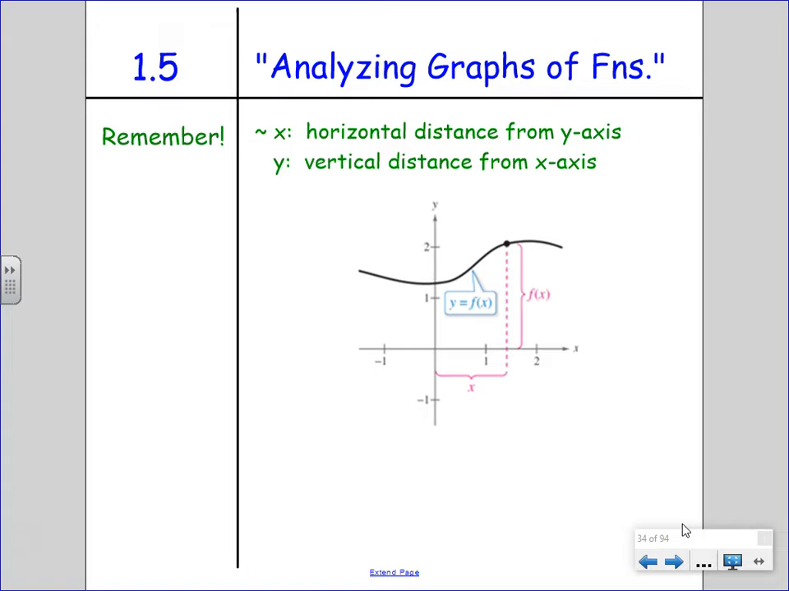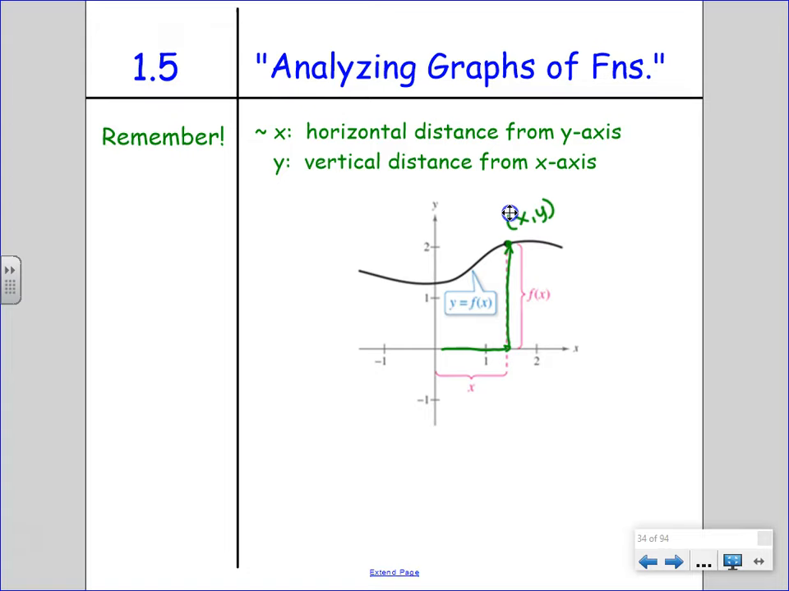Hey, how crazy is this? Not too bad? Looks weird. To get to any individual ordered pair, all we got to do is go over a horizontal distance, which is going to be our x, and go up a vertical distance, which is our y. True? Hopefully not too bad. It's still a good point to remember.